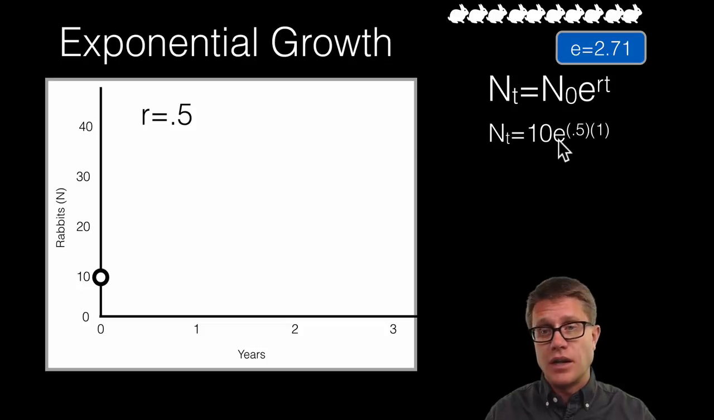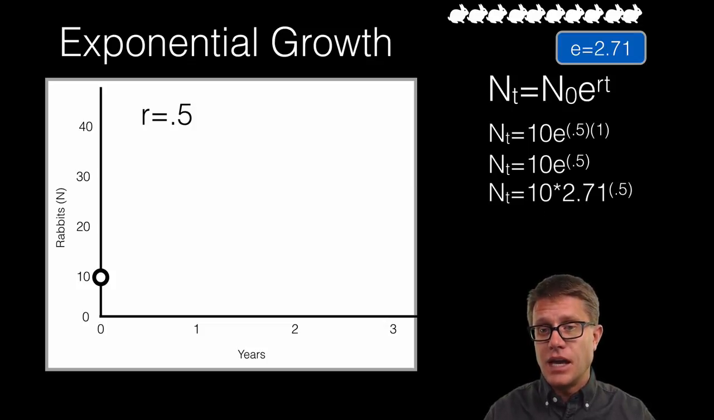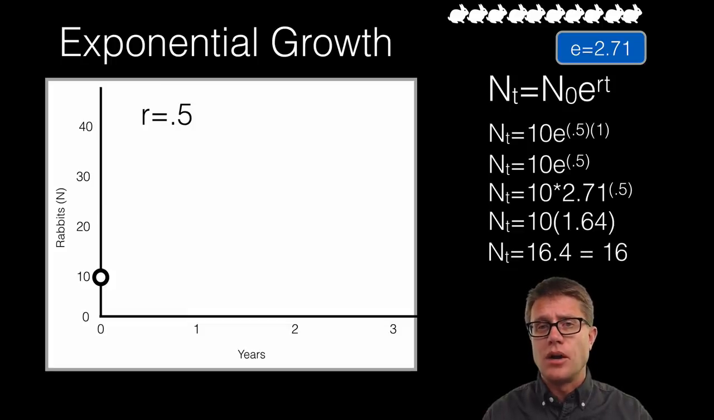So E is going to be the same. So what's going to be our R value? Our R value will always be 0.5. That's that intrinsic growth rate. What's our T value? Our T value is going to be time. What's our initial population? It's going to be 10. So if I expand that a little bit, we're simply multiplying 1 times 0.5, 1 year times that growth rate. And so that's going to be 10 times 2.71, again, that's E raised to the 0.5 power. So that's really like taking the square root of 2.71, and so that's 1.64. So if we work that out, that's going to be around 16 rabbits after 1 year.